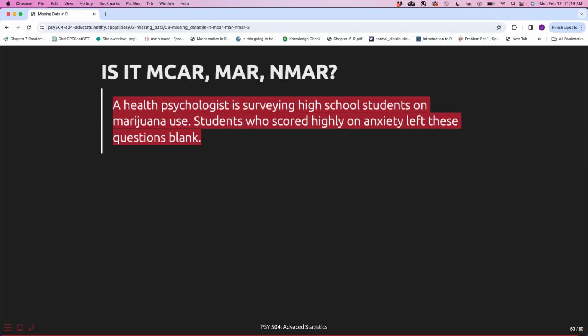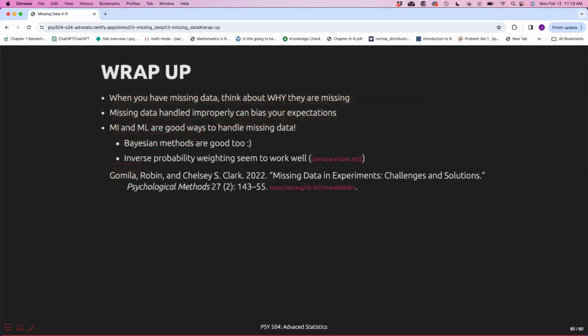So we know why there's missingness on marijuana use, right? It's because people with high anxiety didn't want to respond to that, maybe because they are marijuana users. So this would be a MAR mechanism, missing at random, right? Because missingness on the marijuana use question is related to anxiety or high anxiety. So that'd be MAR.